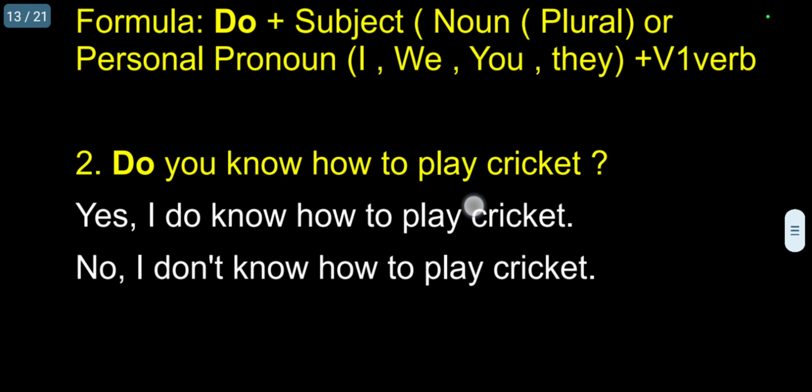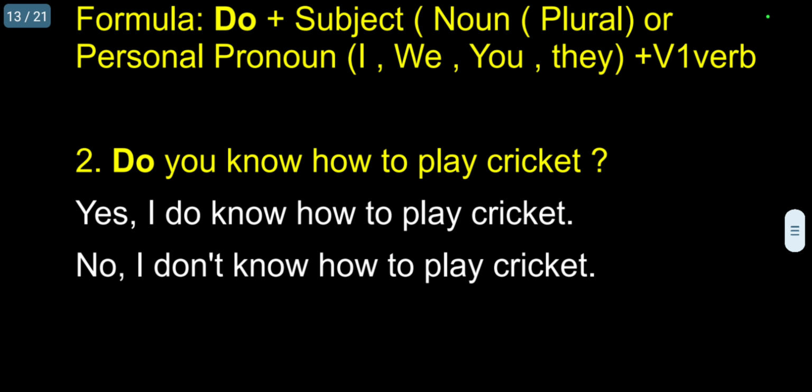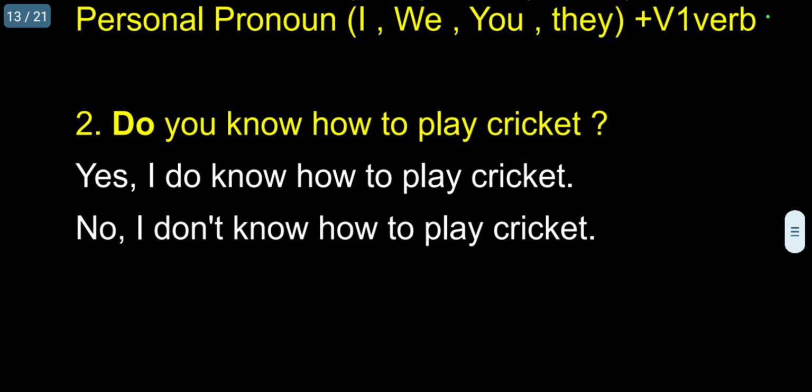The next one, formula 2, sentence, kindly follow. Do you know how to play cricket? If it is yes: yes, I do know how to play cricket. I do know; know is the main verb, do is the auxiliary. If it is negative: no, I don't know how to play cricket. Please follow.